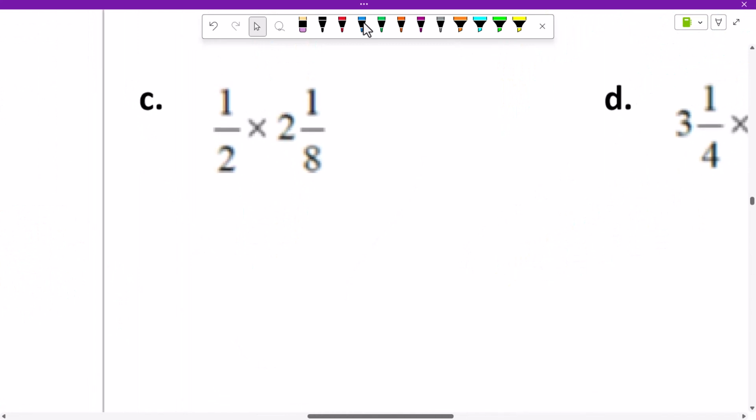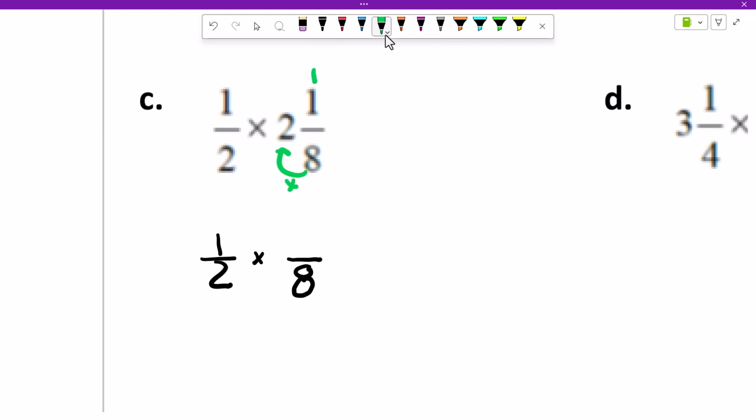The first fraction is not a mixed number. That's fine. So that one stays the same. The second fraction needs to change over. Same procedure. Multiply, then add. What should the numerator be? 17. Right? 8 times 2 is 16, plus the 1 gives us 17. Okay, now, compare tops and bottoms. Can they be made smaller in any direction?